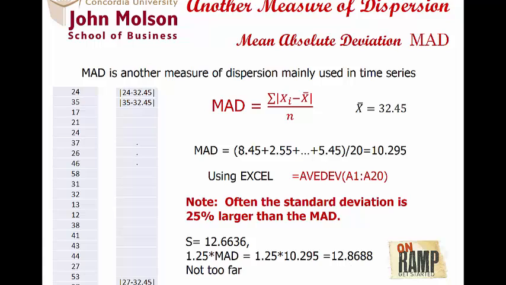So 1.25 times the MAD is not too far from the standard deviation. This rule of thumb is an approximation, and the key word is often. It doesn't mean all the time, but often it will be something that is close to the standard deviation. So we have seen several measures of dispersion in this module, and they will be widely used in everything we will do in MBA 643.